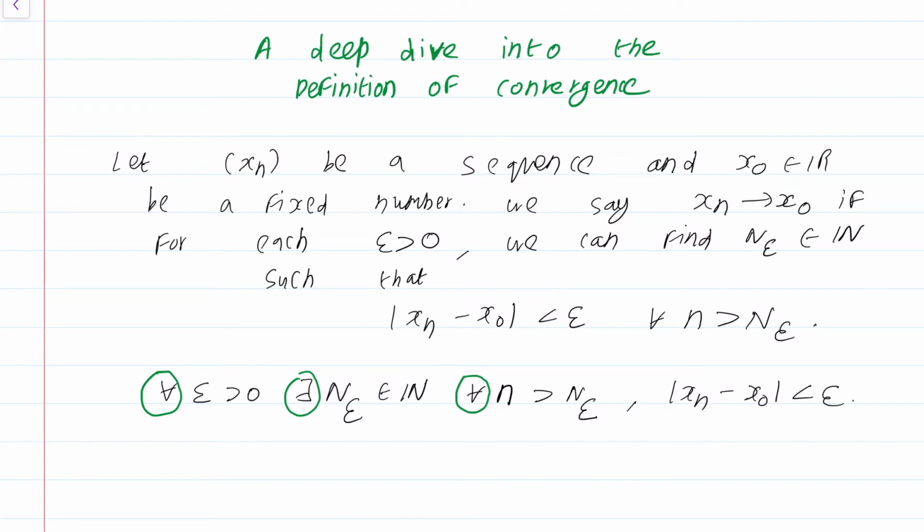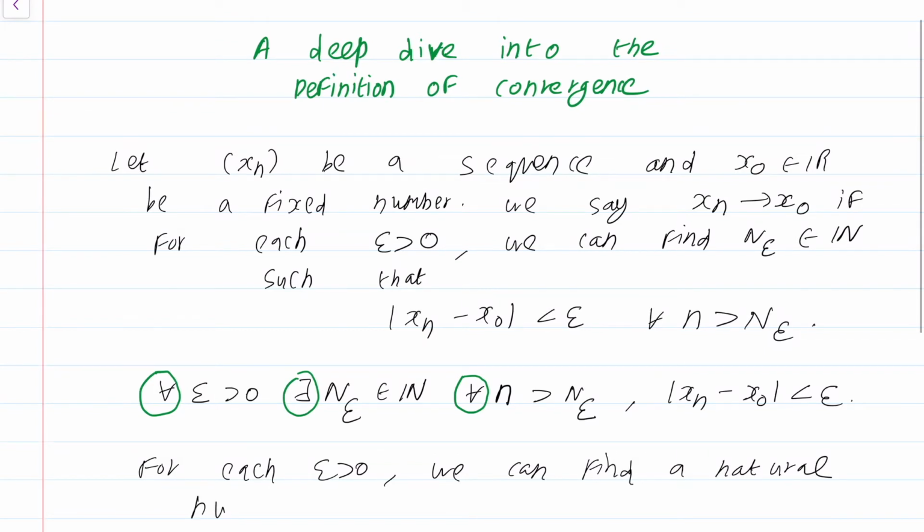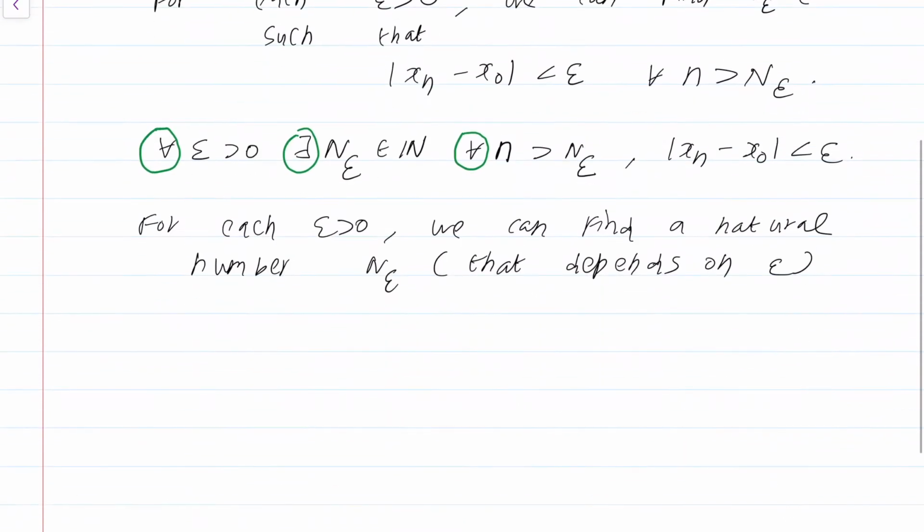What is this saying? Well, for each epsilon greater than 0, we can find a natural number N_epsilon that depends on epsilon. That's crucial. That depends on epsilon such that whenever n is greater than N_epsilon, we have |x_n - x_0| < epsilon.